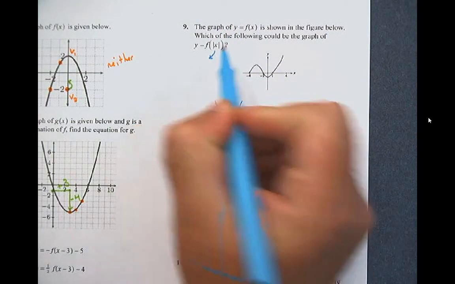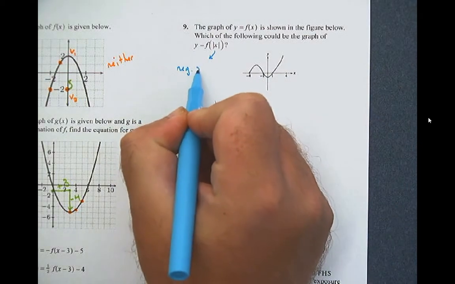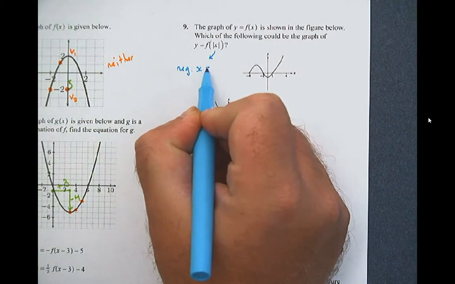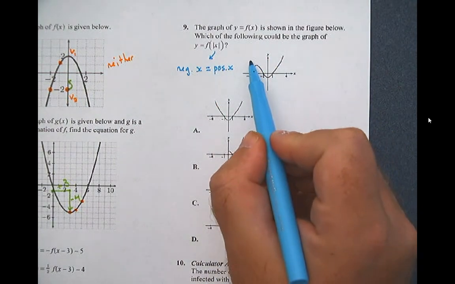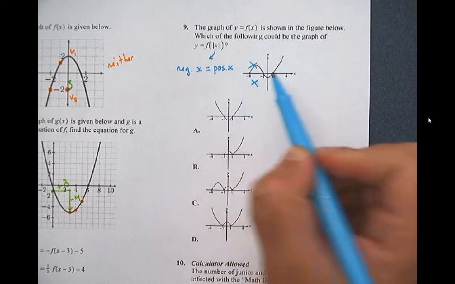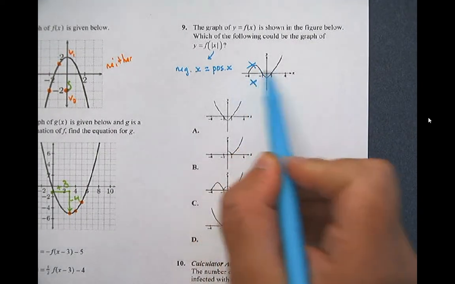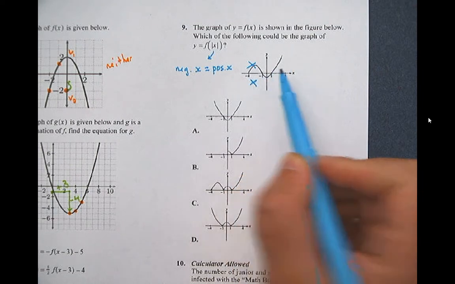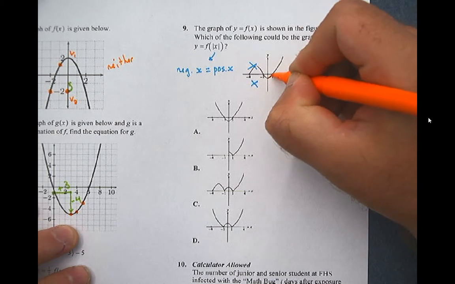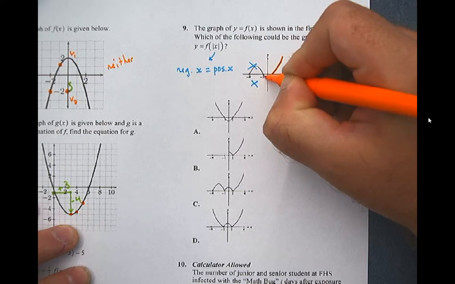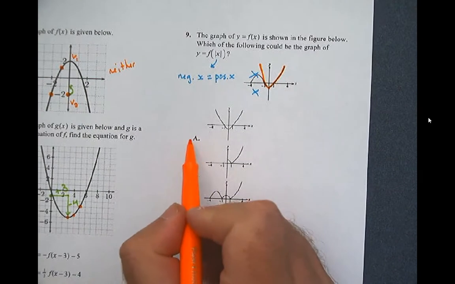Who's getting absolute valued? x. So that means all the negative x's are going to have the same y values as the positive x's. In other words, those two quadrants are going to disappear because those negative x's are going to look exactly like the positive x's. So all this stuff here is going to get reflected over here. And yeah, that's the first one, A.